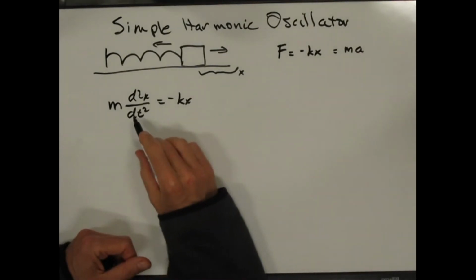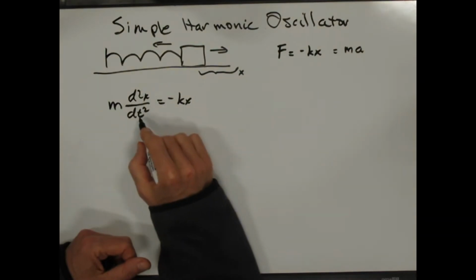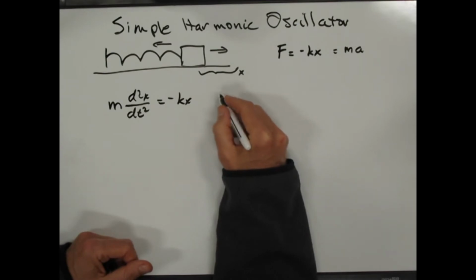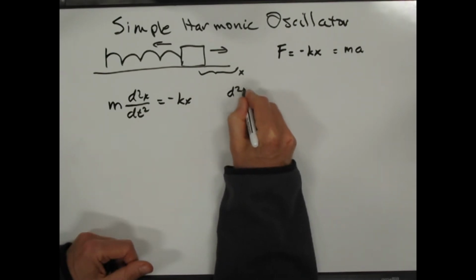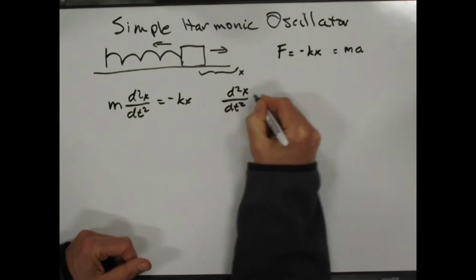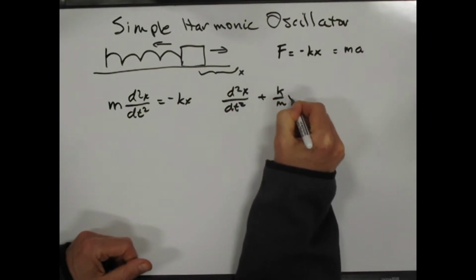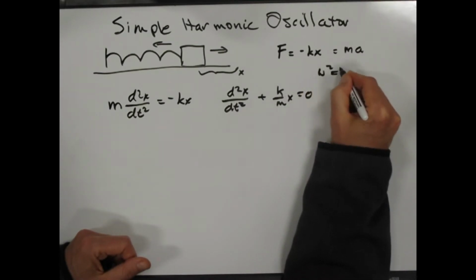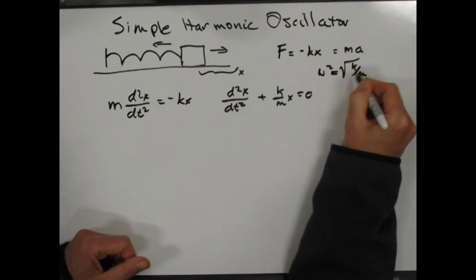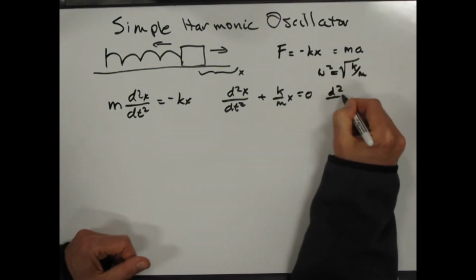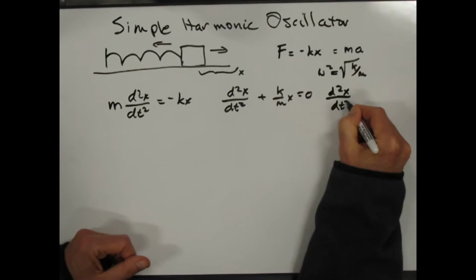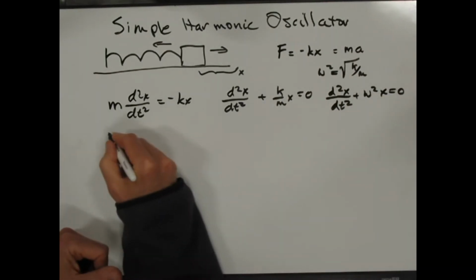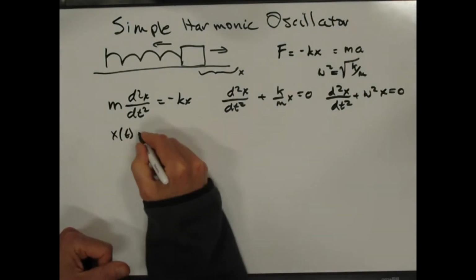So we ended up with an expression that looks like this: mass times acceleration, d squared x over dt squared is the acceleration, is equal to minus kx, and we rearranged that and got d squared x over dt squared plus k over m times x is equal to 0. Then we said omega squared is equal to k over m, and this equation became d squared x over dt squared plus omega squared x is equal to 0, and that at the end of the day gave us this.